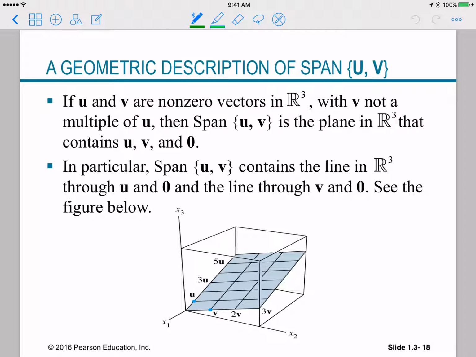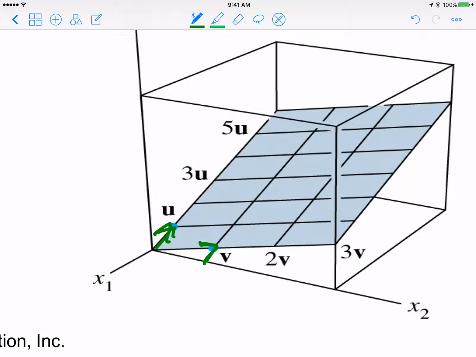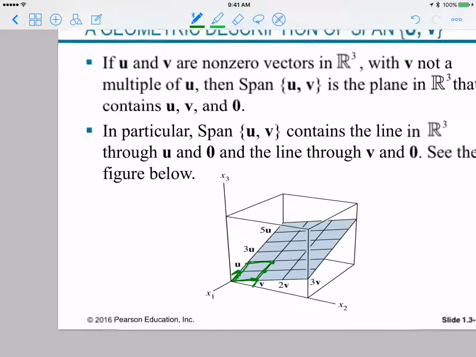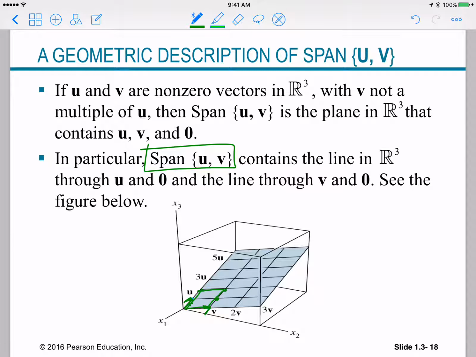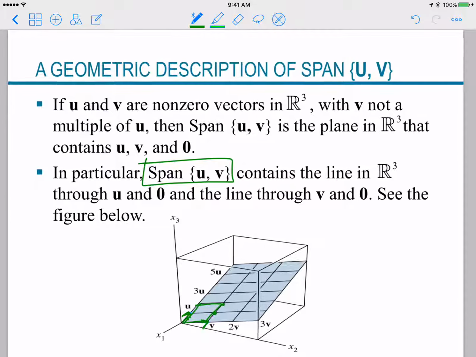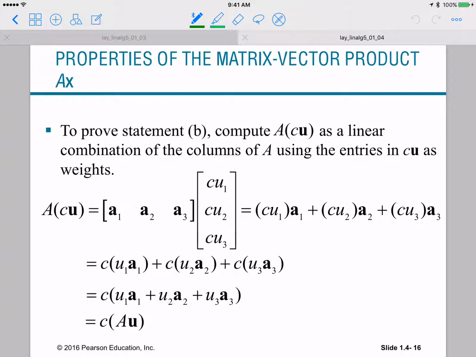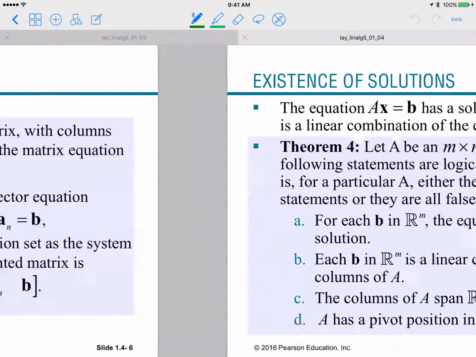The second example is the same one where I used my fingers, where we have two vectors u and v, and their span is all the possible points in the parallelogram that we can create using these two vectors. So this plane will become our span of u and v. Okay, so that's it for chapter 1.3, and let's move on to chapter 1.4.